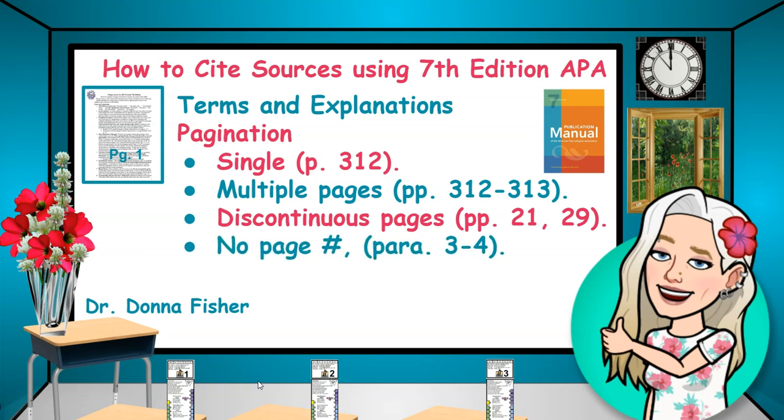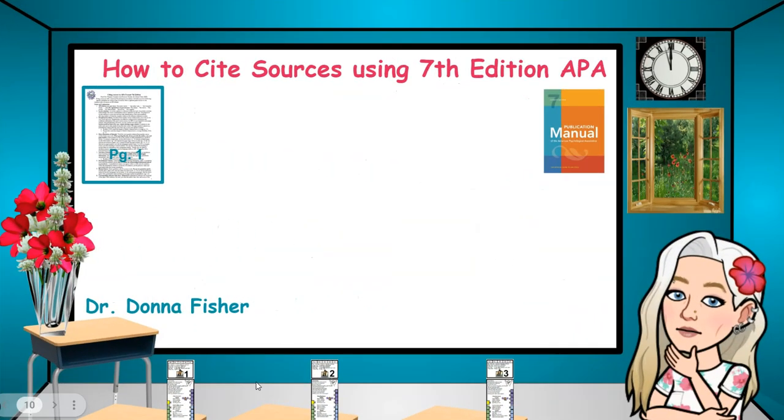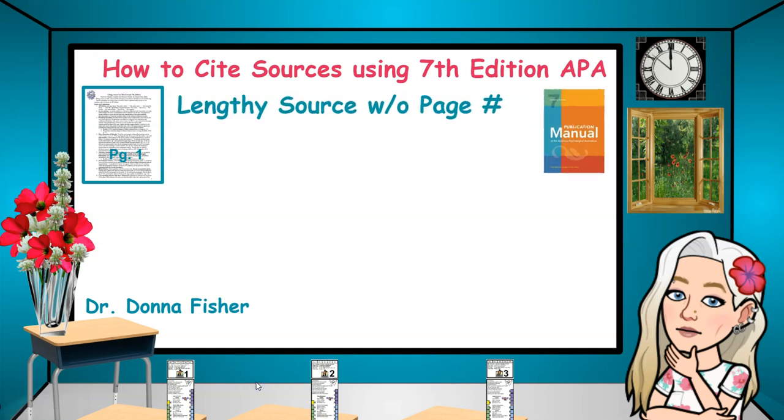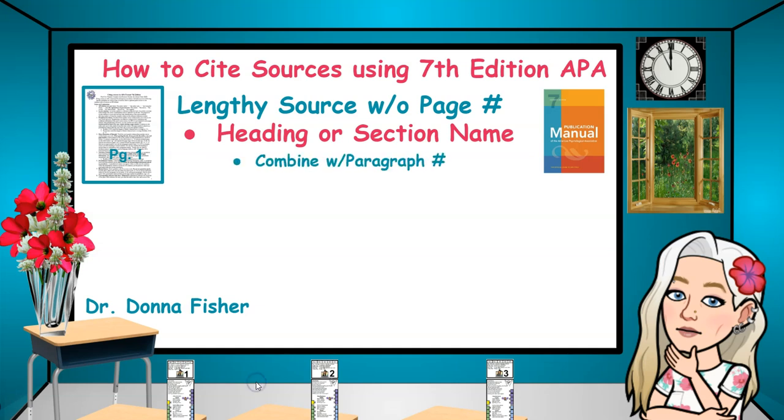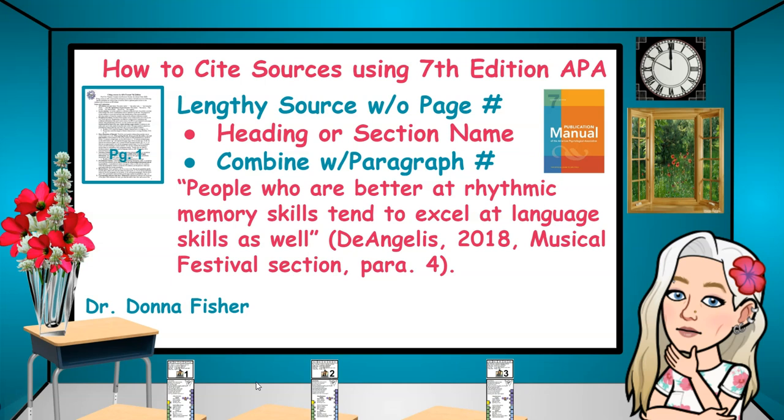If there are no page numbers provided, you'll use the paragraph number. For example, here we have para. 3-4, so that's paragraphs 3 through 4. If it is a lengthy source without page numbers, provide a heading or section name. You can also combine the heading or section name with a paragraph number.